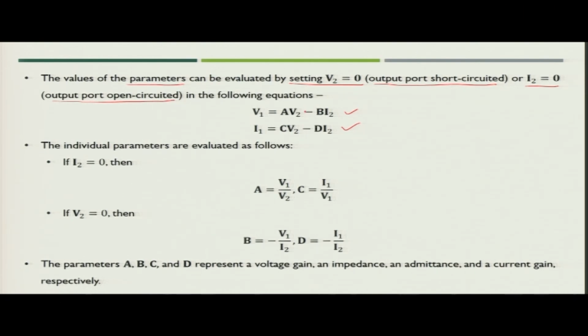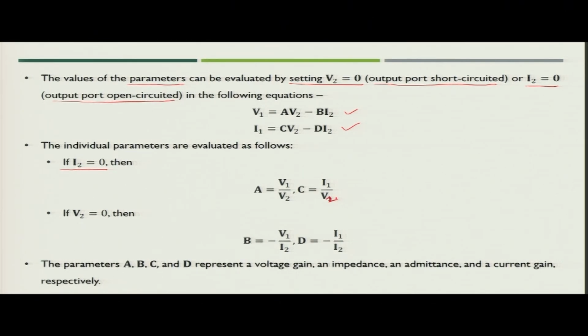Now, in these equations, if you set I2 equal to 0, that means you are setting the output port as open circuit. In that scenario, the value of A will be V1 upon V2. So, you can see from this equation, if you set I2 equal to 0, A will be V1 upon V2 and C will be I1 upon V1. So, in this equation, if you set I2 equal to 0, C will be equal to I1 upon V2.